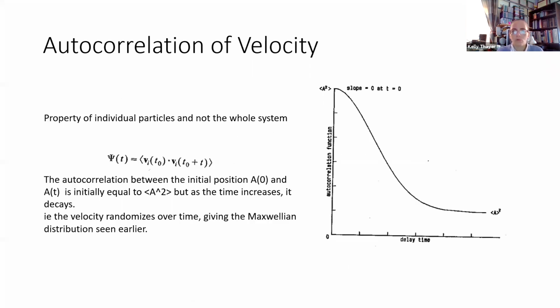Here's an example of autocorrelation with velocity. So this is a property of an individual particle and not the whole system. The autocorrelation between the initial position A0 and A of t is initially equal to A squared, but as the time increases, it's going to decay. So this tells us that the correlation of the velocities initially may not be very diverse, but as the time increases, then we're going to decay into the Maxwellian dynamics. So again, from the kinetic gas theory, we see that the particles should be moving randomly with respect to each other when the system has become equilibrated.